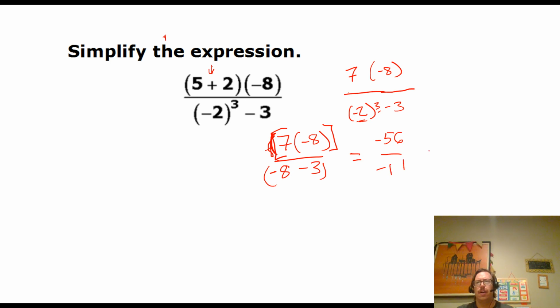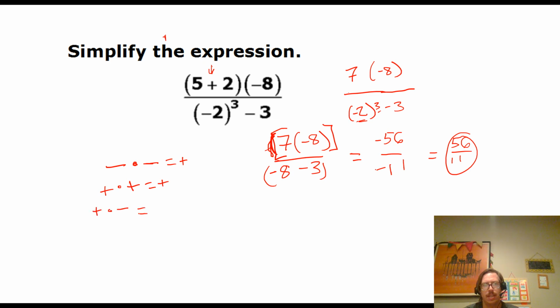All right. That's pretty much as simple as I can get this, except there's one final thing I could do. Negative divided by a negative is a positive, and so we could simplify it. Improper fractions are pretty commonly used in algebra, so we can just leave it like this, 56/11. Remember that old rule as well, just quick reminders: negative times negative equals positive, and positive times positive equals positive, and positive times negative equals negative.